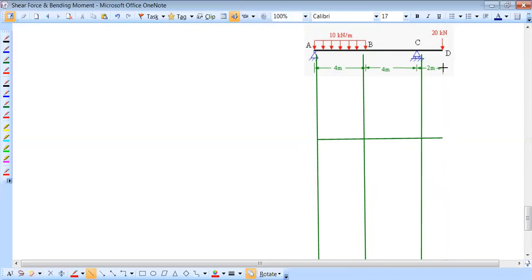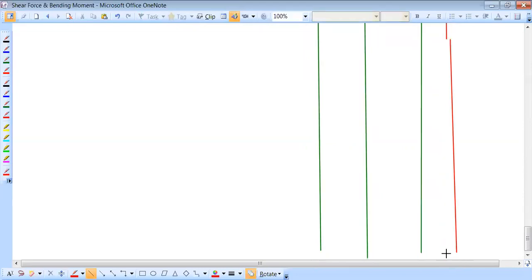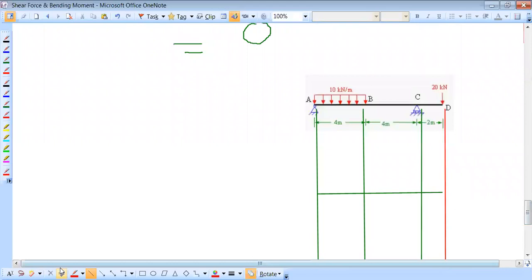Take a distance from here. Then draw a line from here, take -20. This one is -20. Then between C and D there are no load conditions, so draw the straight line from C to D.